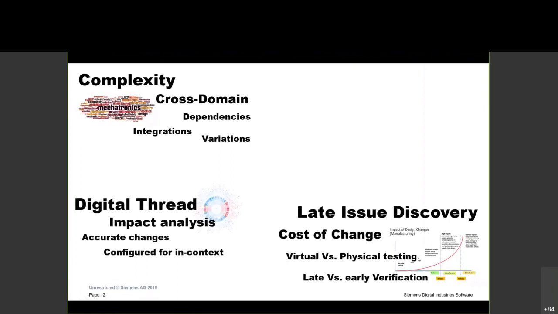Well, eventually a lot of product development is going through changes. So you need to understand the impact of the changes, which is impact analysis. You need that because you want to have complete and accurate changes. And then not least, how do I know if a change is impacting a given product configuration? So you need to be able to understand the impact of changes in context for specific product configuration.